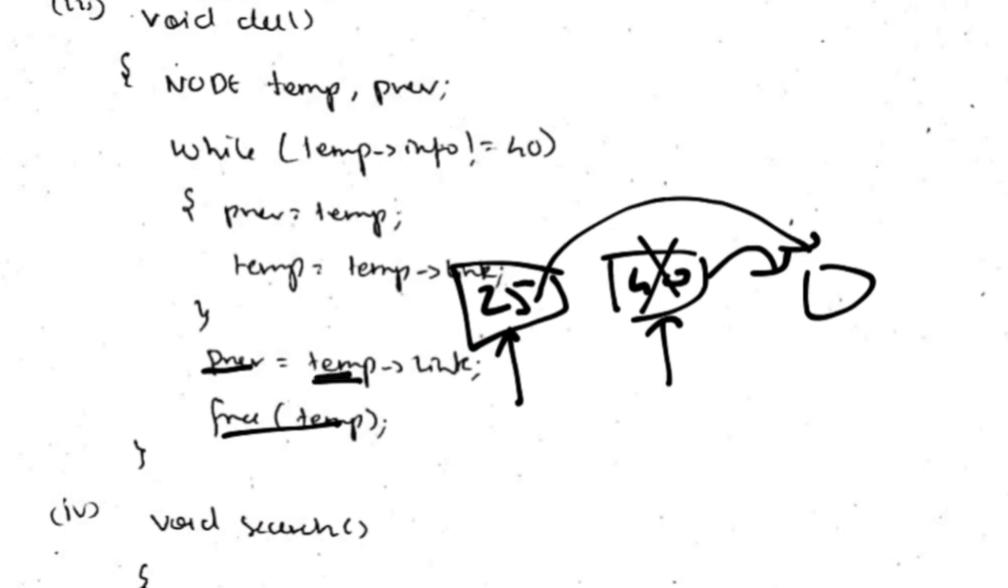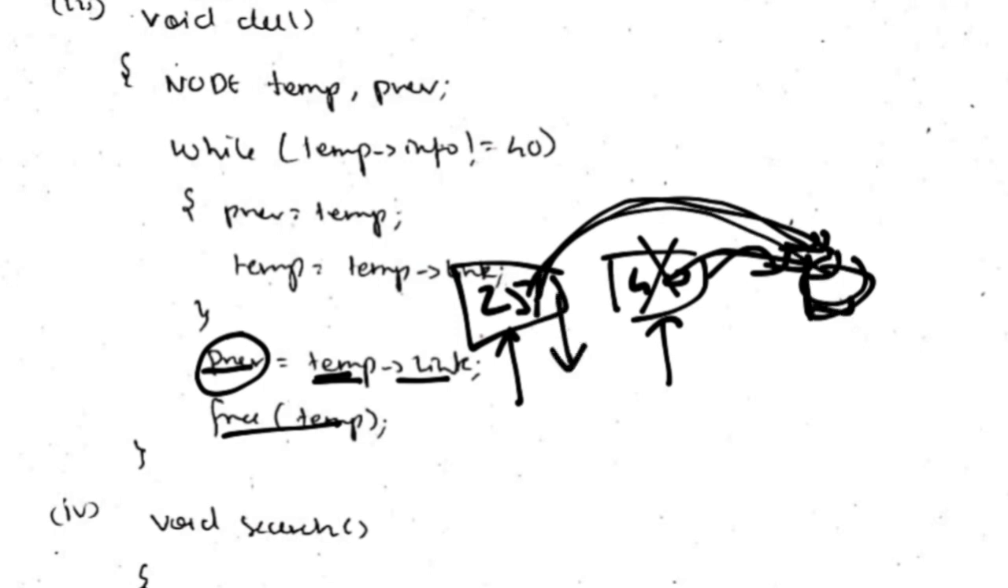So temp arrow link will be pointed to by previous arrow link. In that way we will make a connection. If it's null here, at that time null will be stored. And by using free temp we will delete 40 from here.